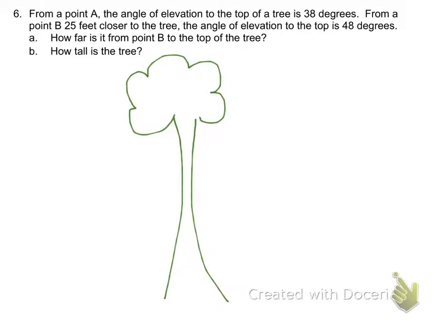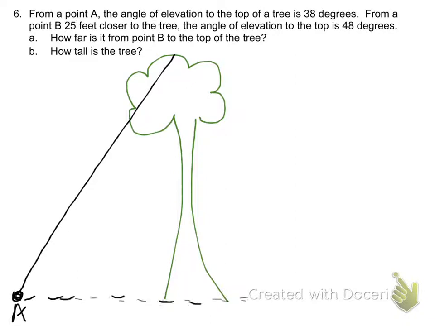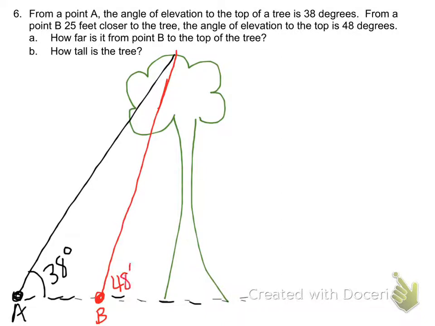Okay, so from a point A, the angle of elevation to the top of the tree is 38 degrees. So say this is A to the top of the tree, therefore with the base, if this is our ground, it makes 38 degrees. From a point B, 25 feet closer to the tree, the angle of elevation to the top is 48. So how far is it from point B to the top of the tree? Well, the other piece of information that we know is that it said 25 feet closer. So from A to B, we have 25 feet.